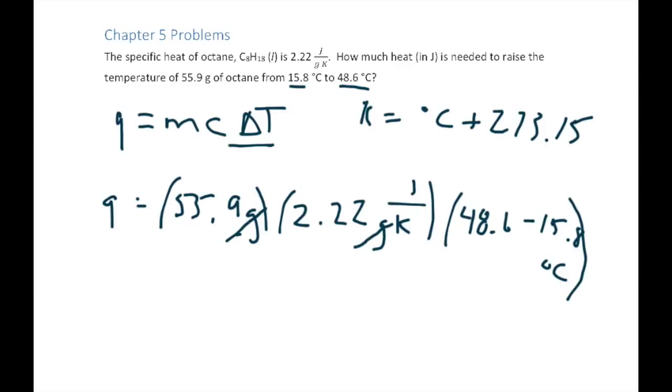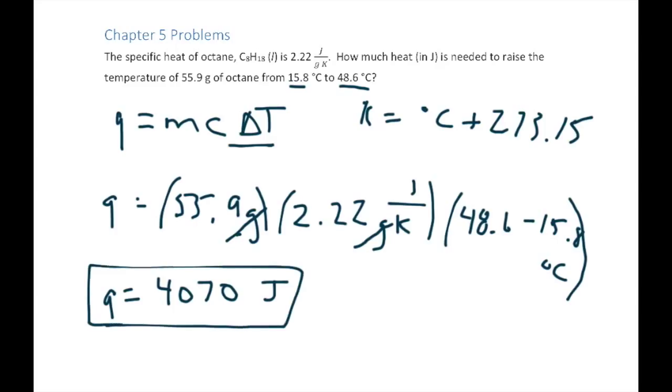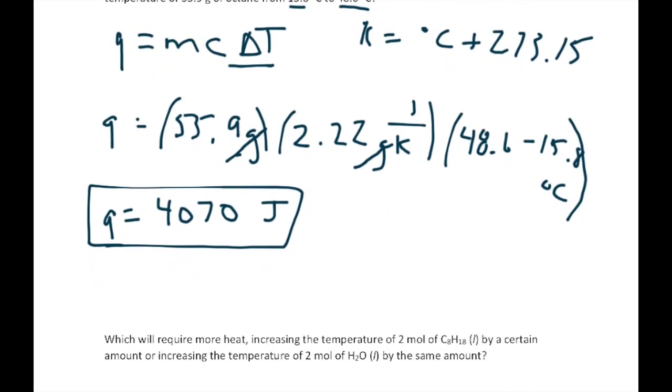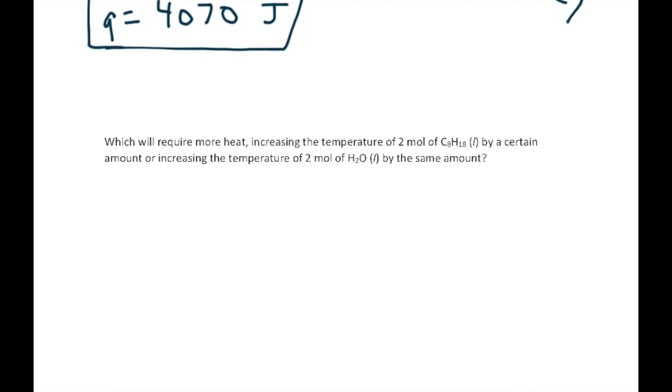So we'll plug that into our calculator. We'll get Q to be equal to 4,070 joules. So this is our answer, and the question states they want the answer in joules. So this is what we would report. Okay, plugging and chugging.